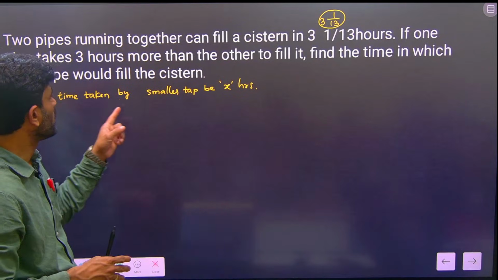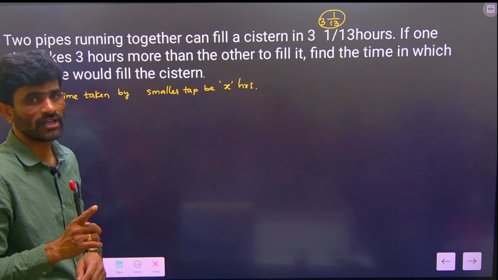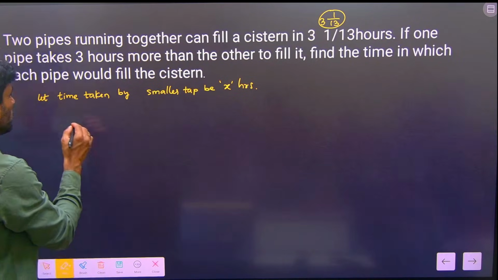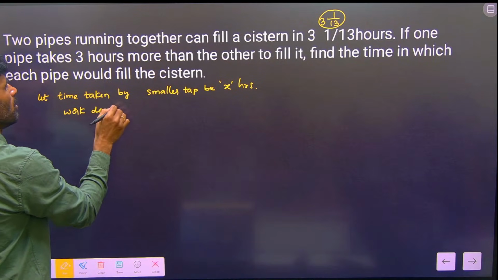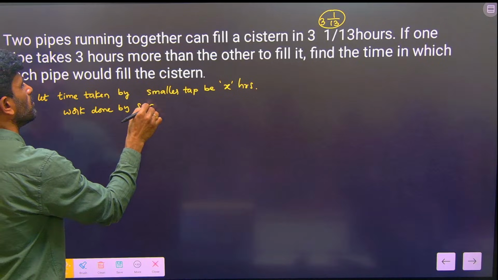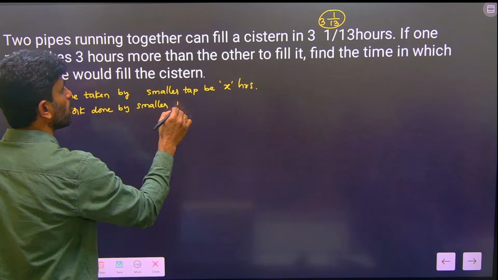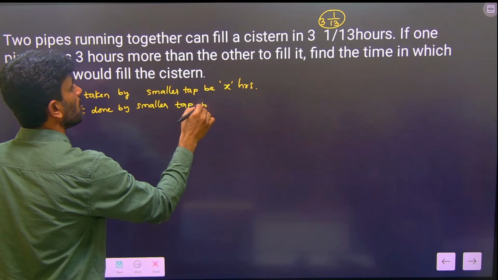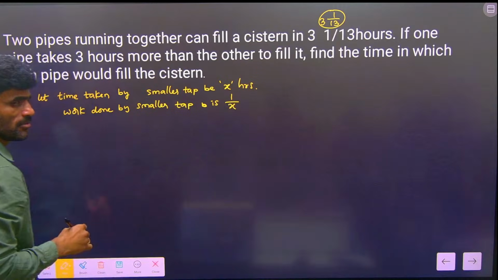So the smaller tap is taking x hours to complete it. Then in 1 hour it will complete 1 by x. So we will write it as work done by the smaller tap. This is time taken by the smaller tap. Work done by smaller tap will be 1 by x. Remember this.